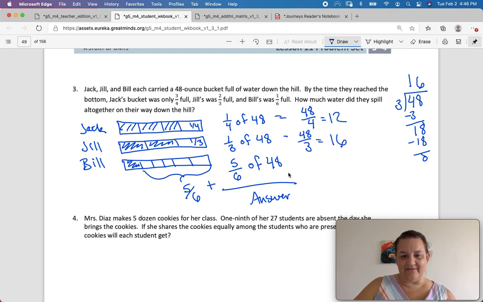And now I've got 5 times 48 over 6. And I think I'm just going to go ahead right here. 48 divided by 6, math facts. What is it, guys? What is it?